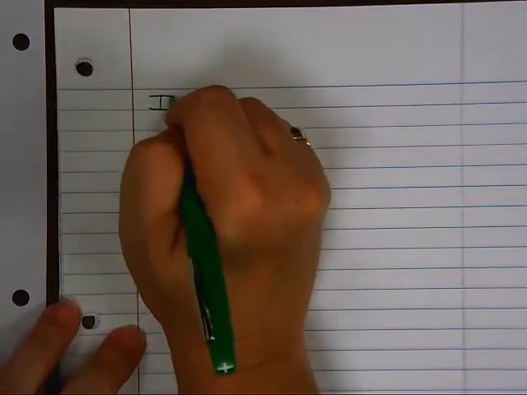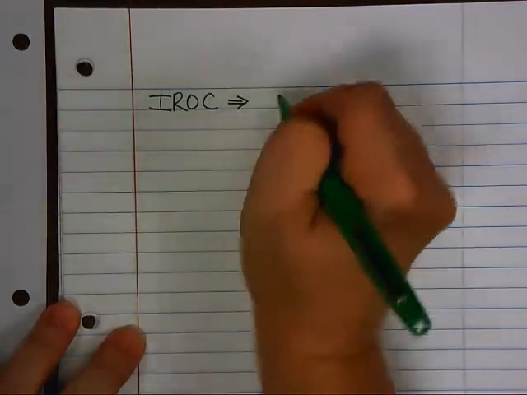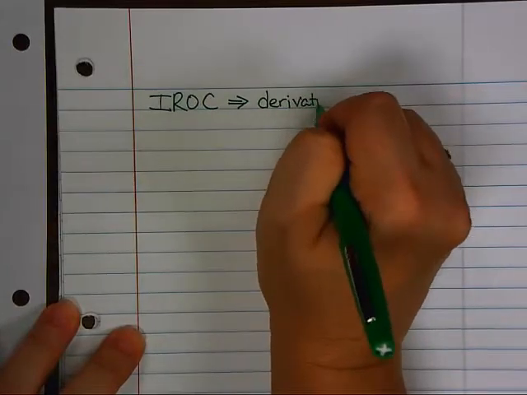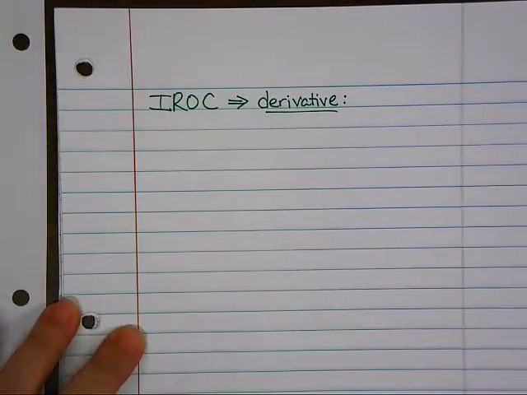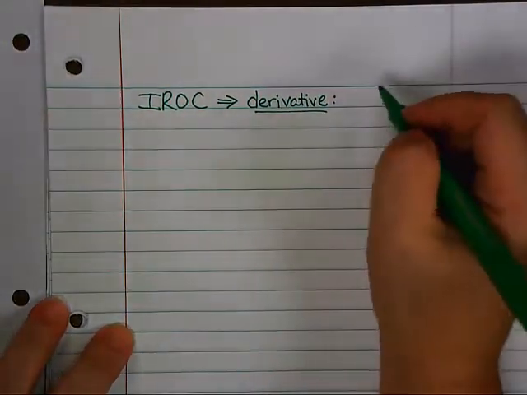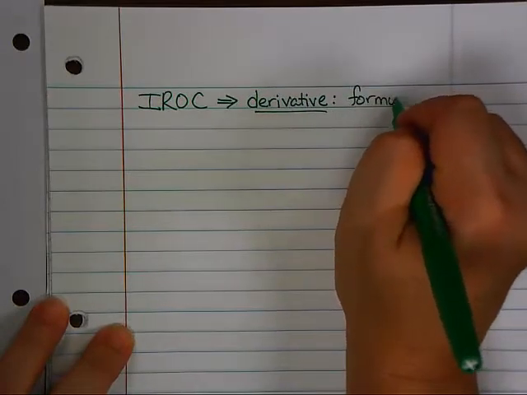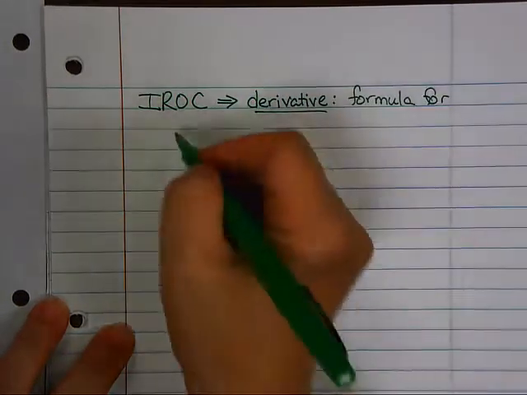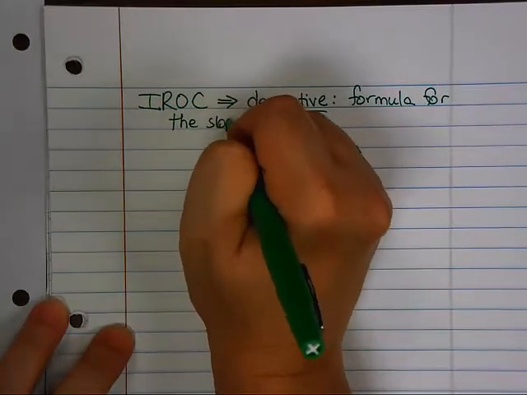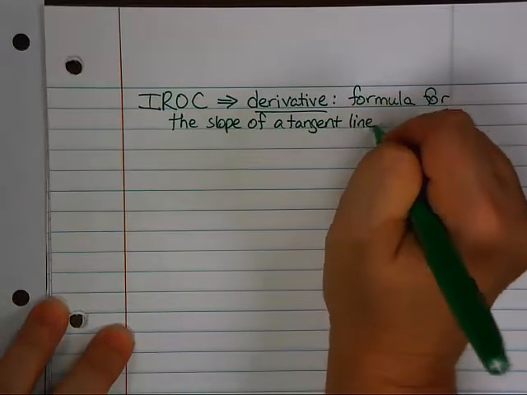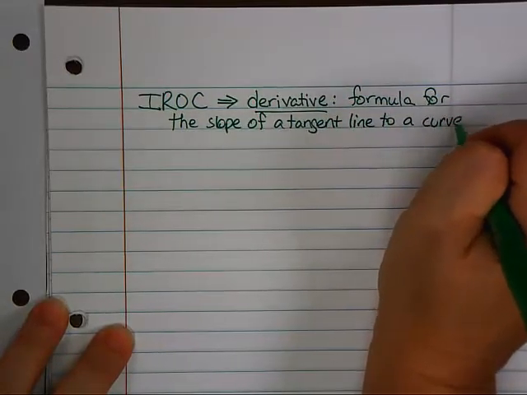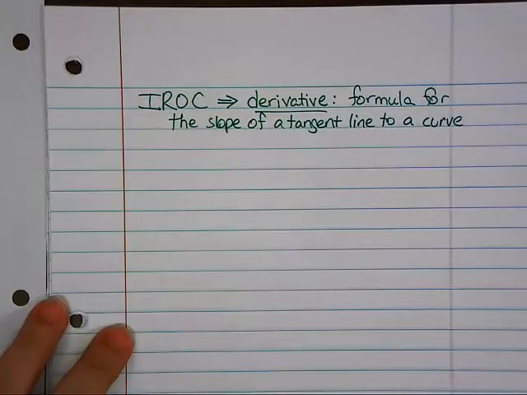I told you that they were the foundation for derivatives, and today we are actually going to start into derivatives. So, I-rock, instantaneous rate of change, leads to what is called a derivative. And I'm going to define the word derivative for you. The derivative is the formula for the slope of a tangent line to a curve.